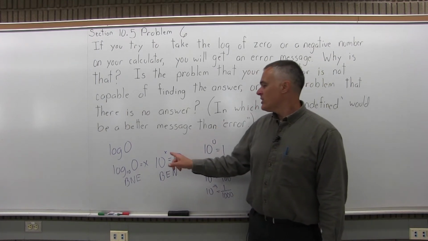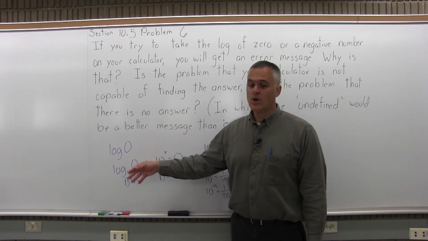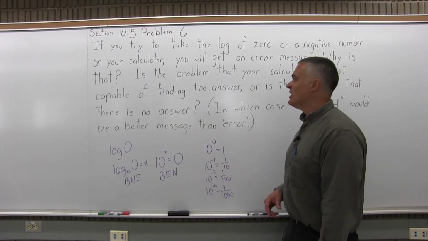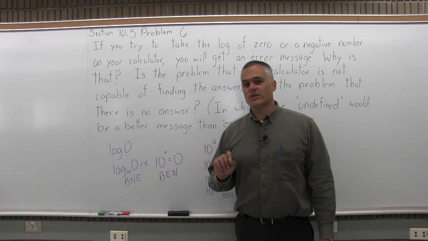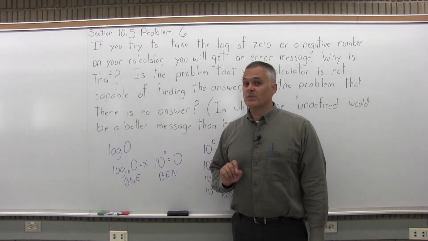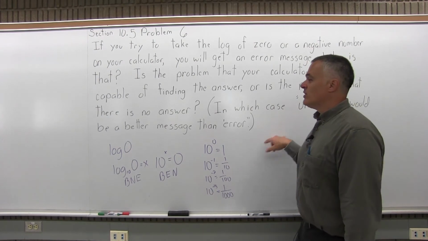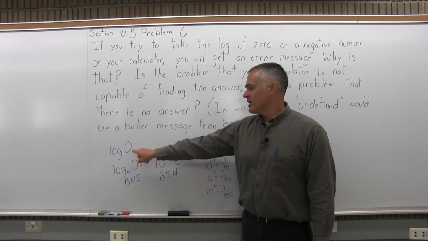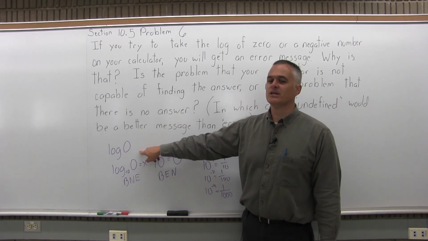You can never put in a value for x as an exponent of 10 where the answer comes out to 0, or even anything negative. You never even get to 0, never mind a negative value. So the answer to this question is: the problem is not that your calculator can't do it, the problem is that there is no answer. So undefined or possibly no solution would be a more accurate response to your putting in log of 0 or log of a negative on your calculator. There is no solution.